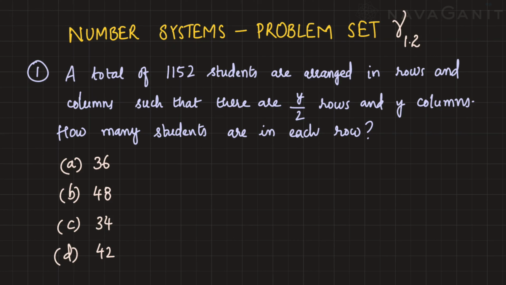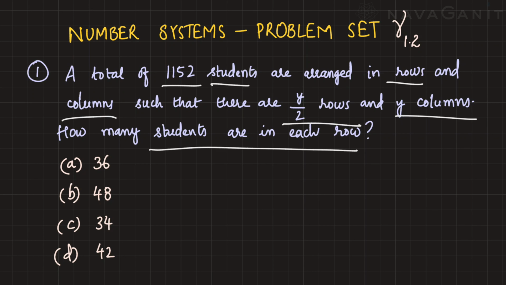A total of 1152 students are arranged in rows and columns such that there are y by 2 rows and y columns. So we need to find out how many students are there in each row.